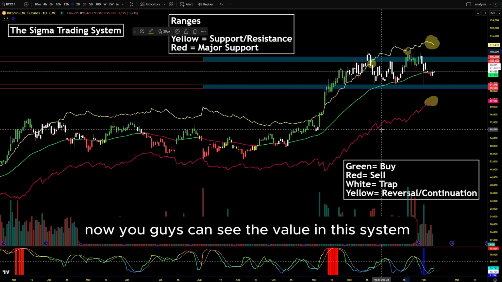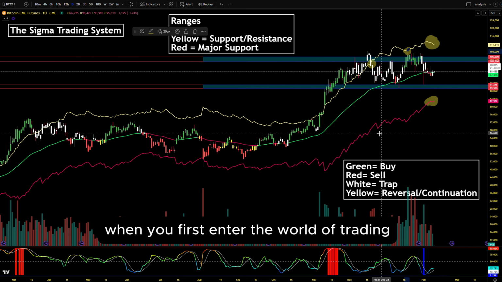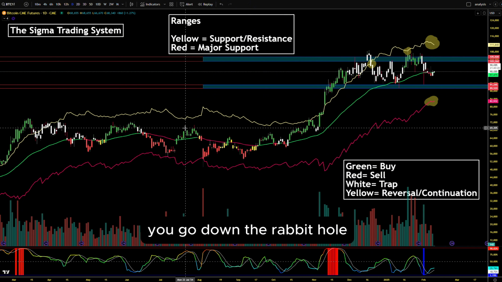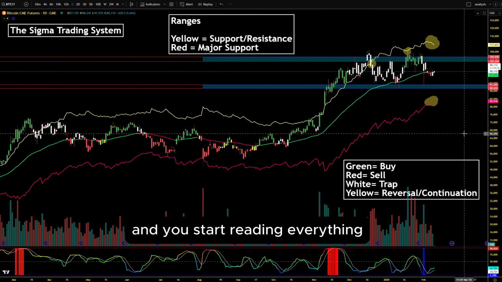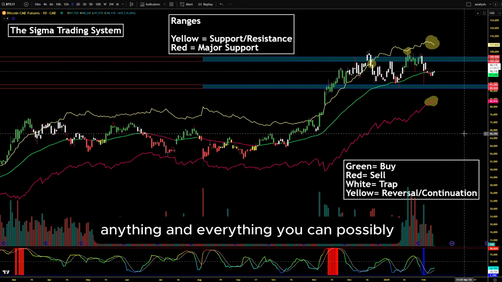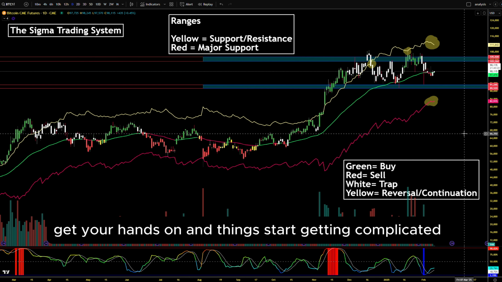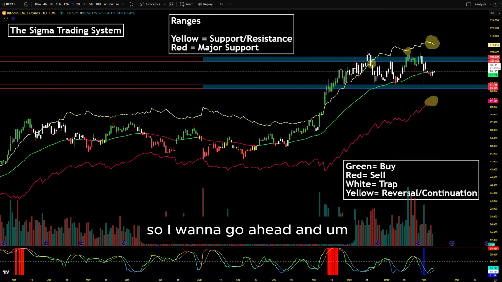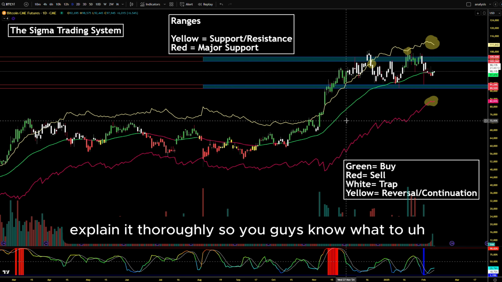Now you guys can see the value in this system. When you first enter the world of trading, you go down the rabbit hole and start reading everything, watching all kinds of YouTube videos, anything and everything you can get your hands on, and things start getting complicated. So I want to show you this and explain it thoroughly so you know what to expect.